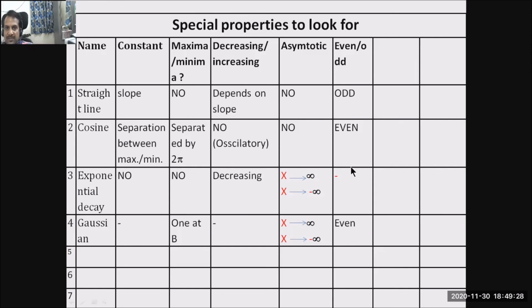So to summarize the functions which we have seen till now, this table summarizes the straight line, cosine, exponential decay, and Gaussian. So thank you for watching this video, and keep watching this series on Gaussian. Also, there are different aspects of Gaussian. In the very next topic, I'll be covering the area under the Gaussian, which is mostly used when we talk of a probability. Thank you.